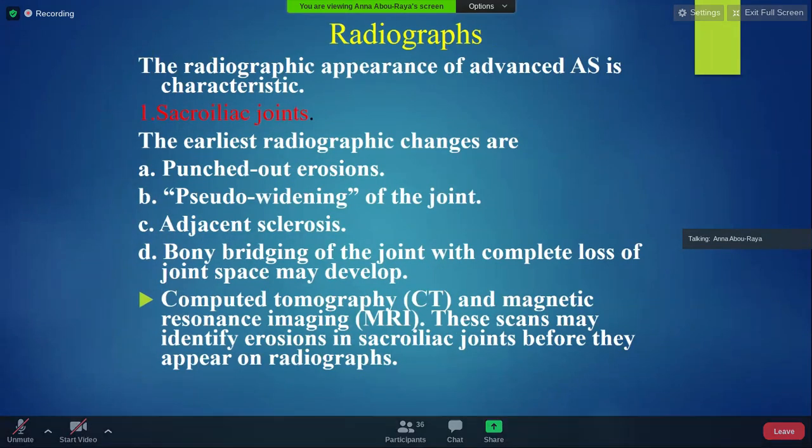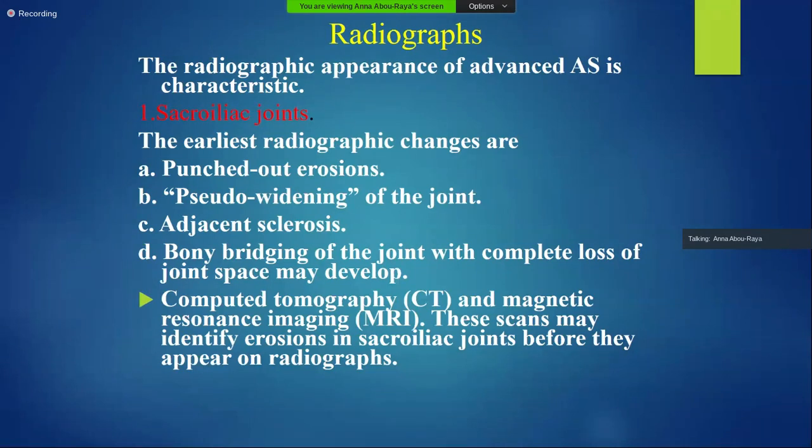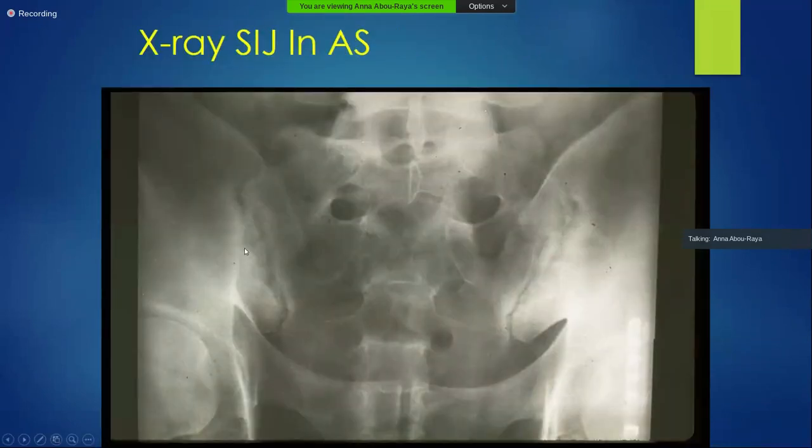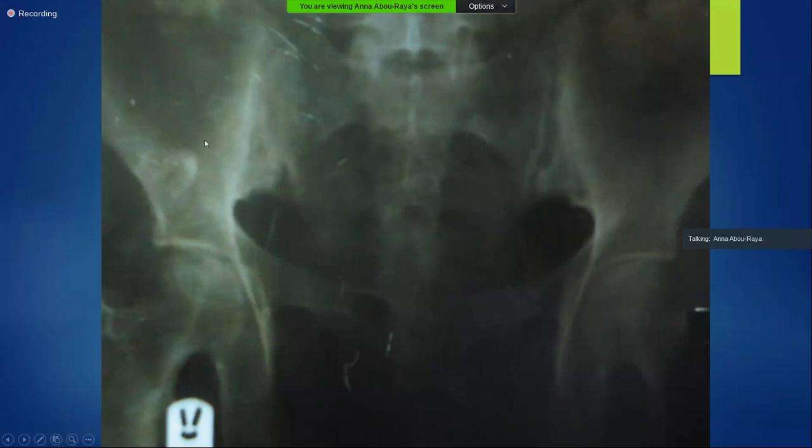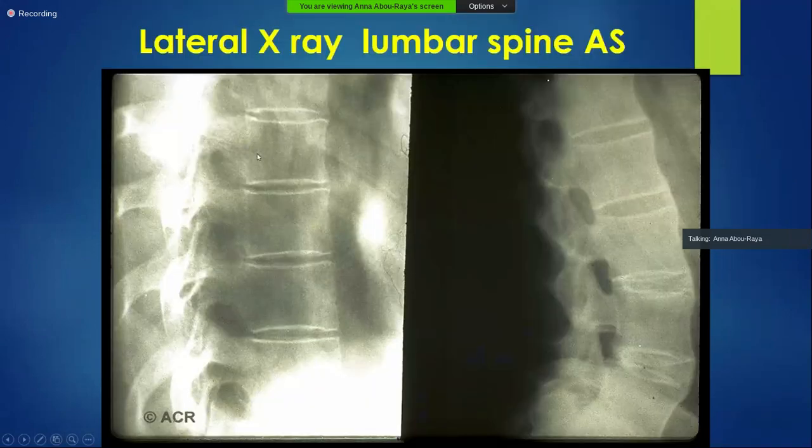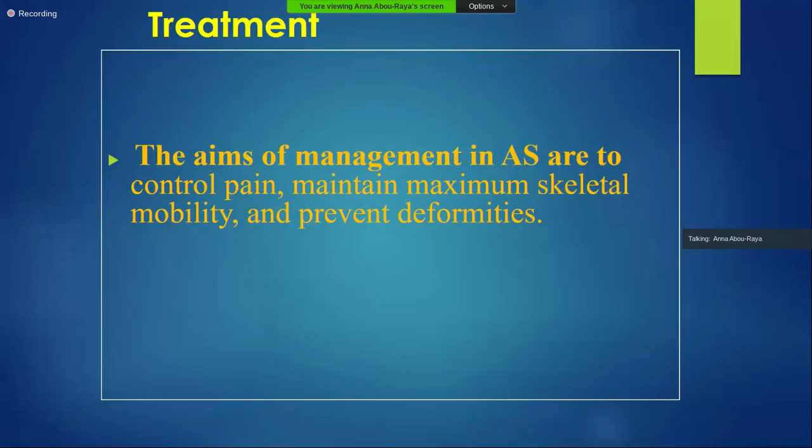I don't want you to worry about it a lot during the clinical round, but we do the sacroiliac joints. Of course in the beginning we may find erosions according to inflammation, pseudo widening of the joint, sclerosis, and bony bridging, which is very important, of the joint, and complete loss of the space. Then we do an MRI, and sometimes we do a CT. Here in the x-ray we see sacroiliitis, narrowing of the joint spaces, or complete obliteration of the sacroiliac joint, and the lumbar spines also have squaring and loss of bone mass.